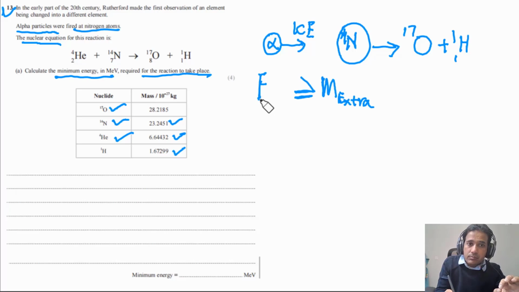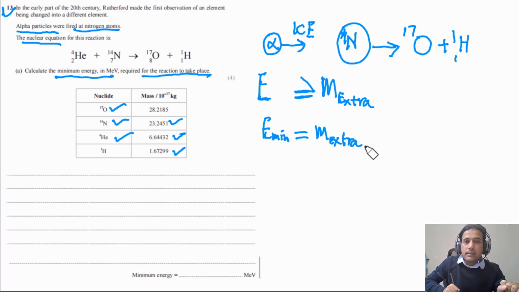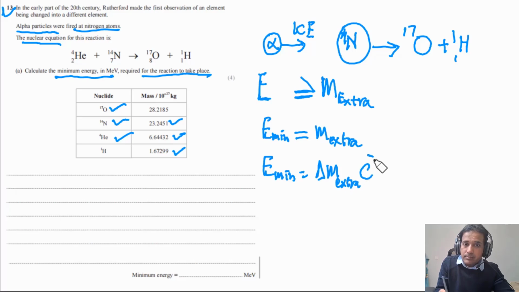So the energy must be greater than or equal to the extra mass produced. So we are talking about the minimum. So the E minimum must be at least equal to the extra mass. So we will see how much extra mass is produced, and we will convert that mass into energy, and then we will be able to calculate the minimum energy needed. So E min will be equal to delta m, the extra mass produced, times c squared.